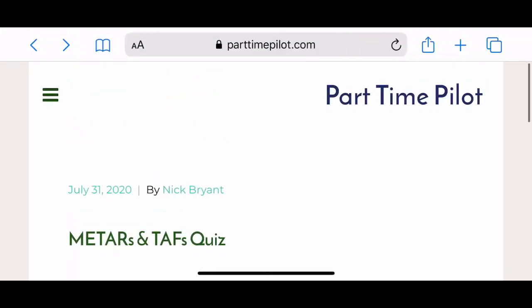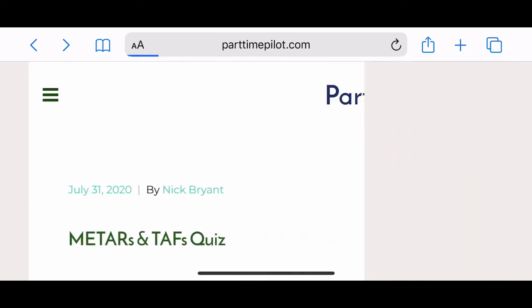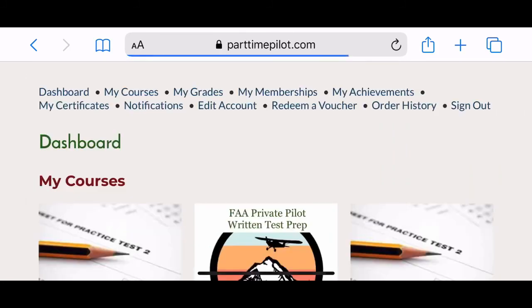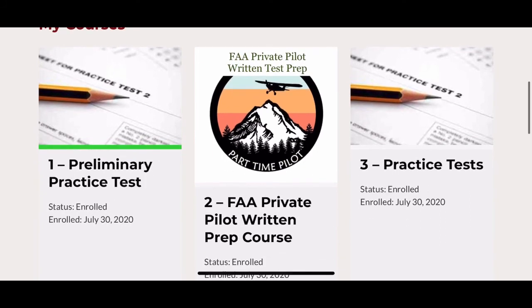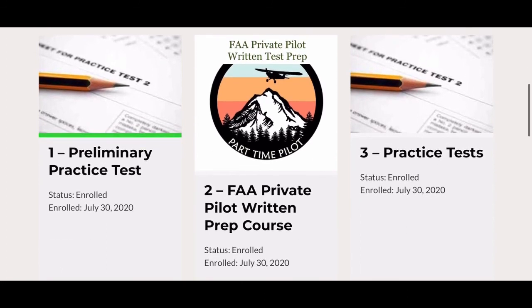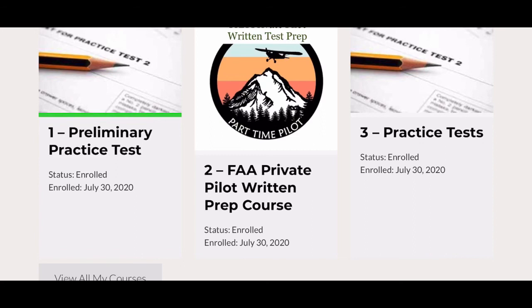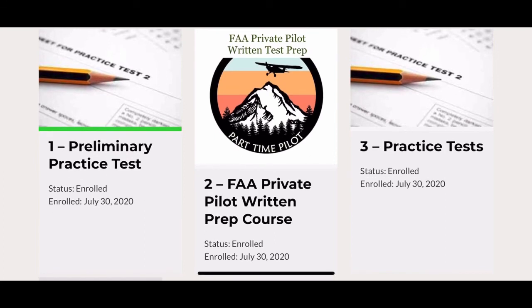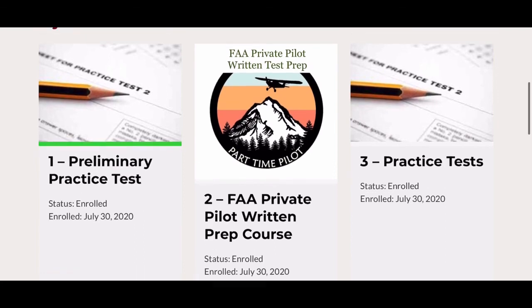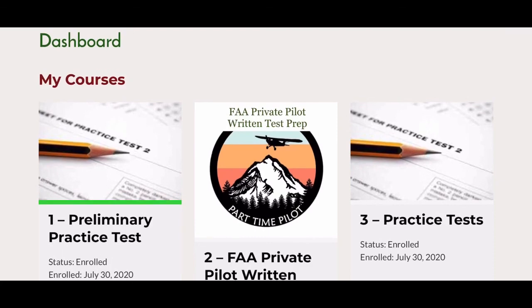You have to finish all the lessons in your Private Pilot Written Test Prep course in order to complete it. And then just one last thing, each one of these steps is a prerequisite for the next step. In order to start the number 2 FAA Private Pilot Written Test Prep course, you have to have finished the preliminary practice test. And to start step 3, the practice test, you have to have finished all the lessons in the FAA Private Pilot Written Prep course. All right, that's it.